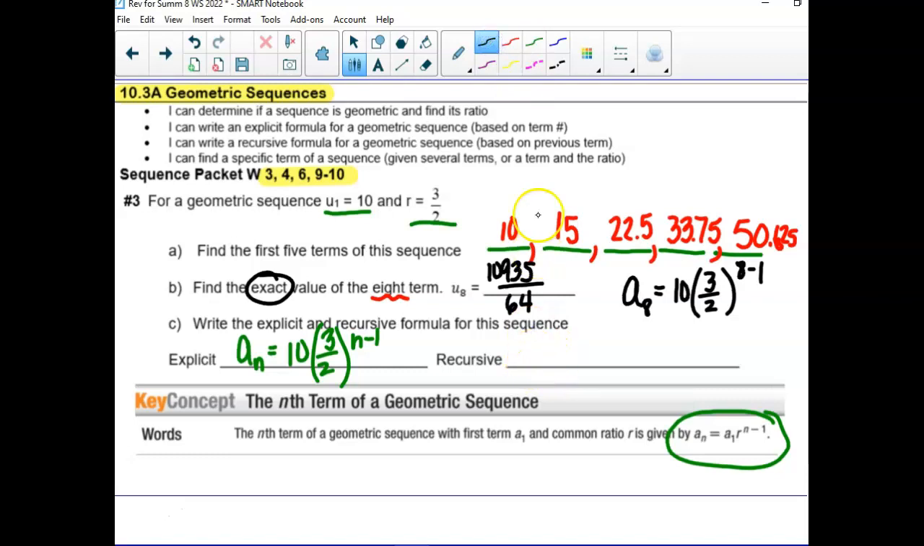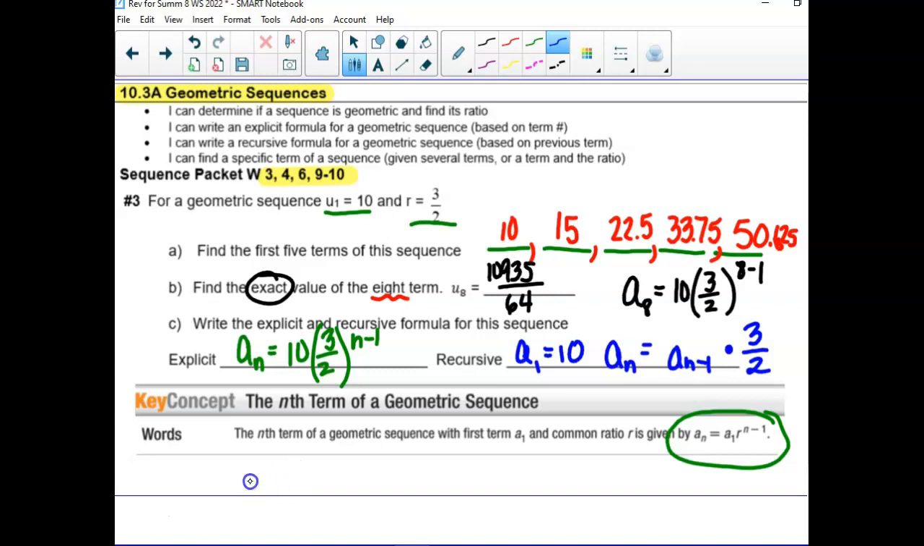And recursive, that's where you say the first term was 10. And how do I say the previous term, guys? A sub n minus 1. And this time we were multiplying by 3/2, or 1.5. Wouldn't be wrong to write that. Questions?